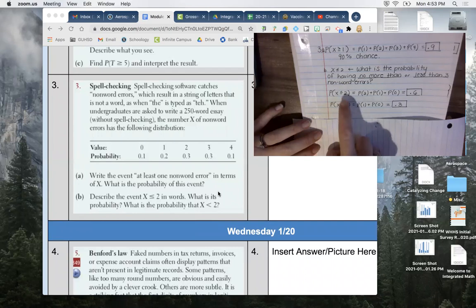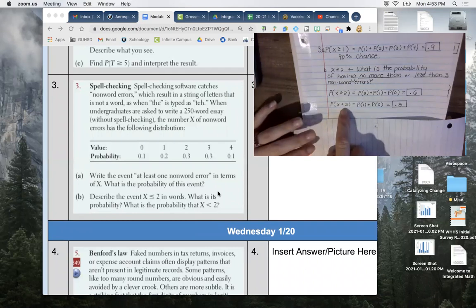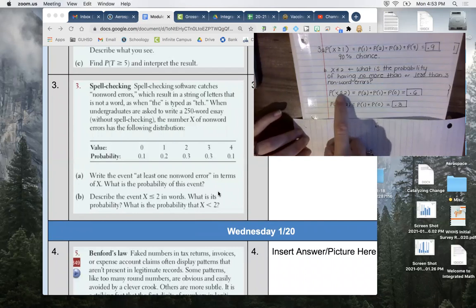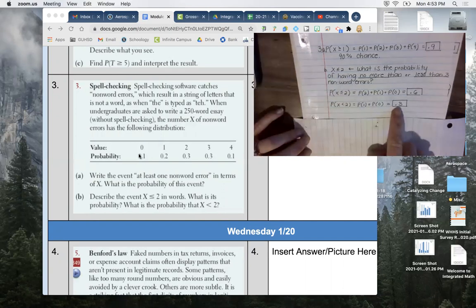And then it says, what's the probability of having X less than 2? That does make a difference here. In discrete, it will make a difference. It won't on continuous when you guys see that tomorrow. But right now it does make a difference because that's eliminating the 2. So now you're only looking at 1 and 0, which is a 30% chance.